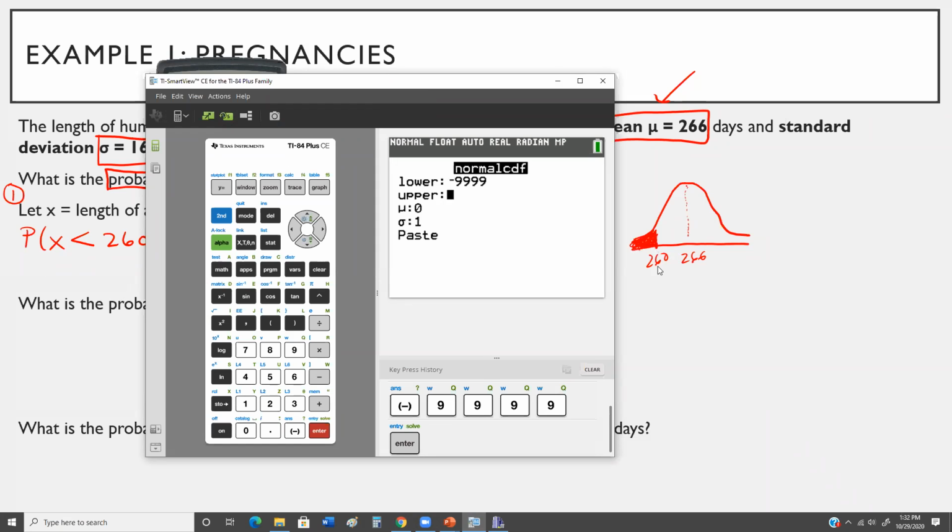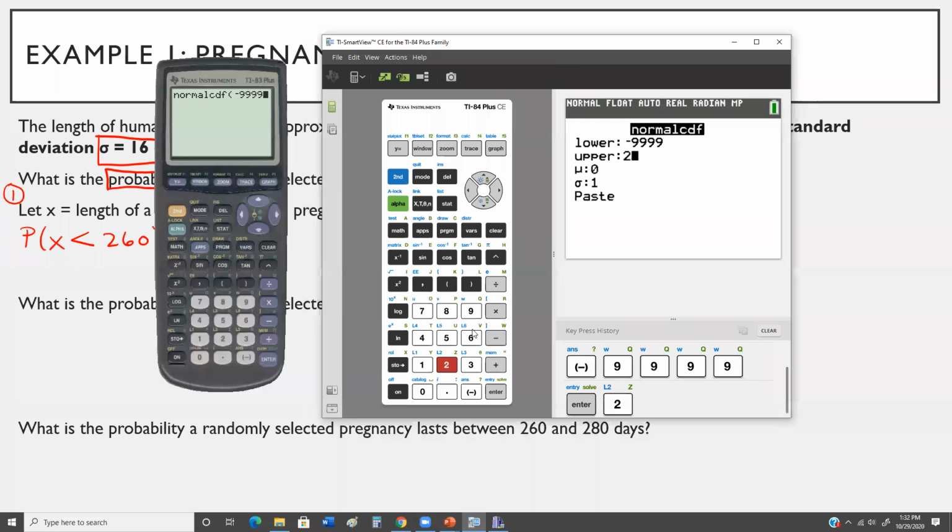I want to find the area up to 260. Yep, so your upper value is you're going to put 260. On the TI-83, here's where it's a little complicated. You have to press this comma button. So you have to go comma, put in 260.